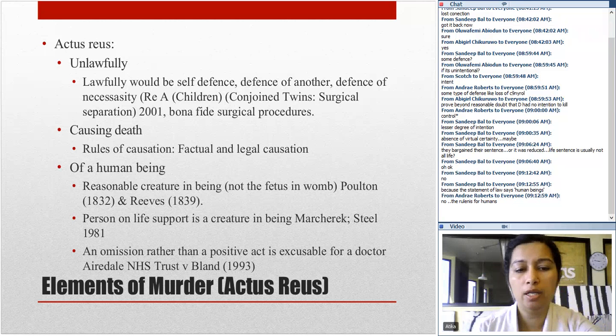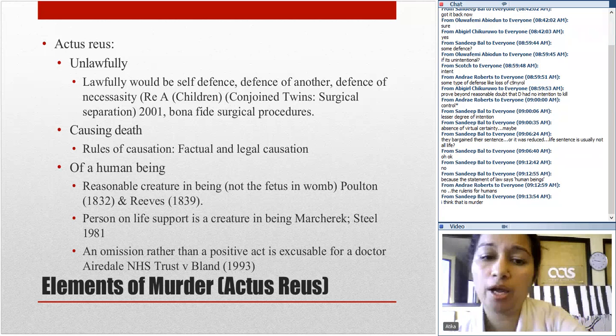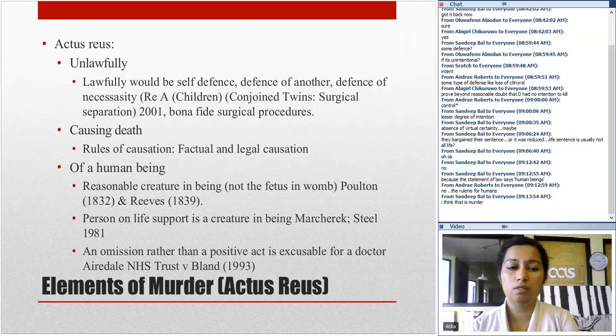Okay, another variation is, what about the people on life support? They're in a coma, they're on a ventilator, they can't breathe on their own, they can't move, they can't do anything. What about that? In the case of Malcherek and Steel 1981, yeah, that is murder. That case holds that even though a person is in a coma, on life support, he is still a creature in being, he is still a human being.